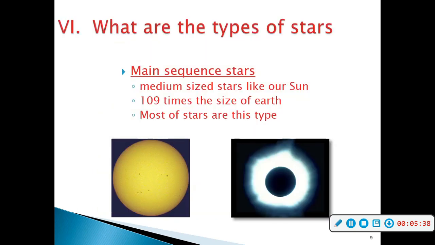Now the types of stars. Main sequence star: our sun is a main sequence star. It is a medium-sized star, 109 times the size of the Earth. That's how big the sun is. You can fit 109 Earths across the sun, and most of the stars are this type. This is a picture of the sun filtered out. These are what are called sunspots. Sometimes the sun gives off solar flares, and you end up getting dark areas on the sun. We may believe that has the possibility of changes of climate. The picture on the right is an eclipse. You might have seen one in your lifetime. We did have one pretty recently, when this video was made, and they're really neat if you get to observe them.